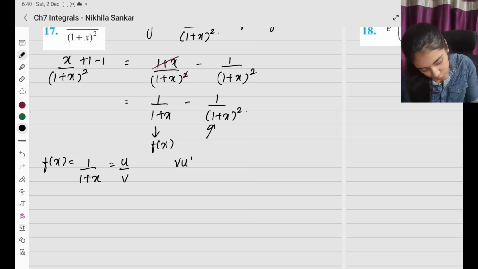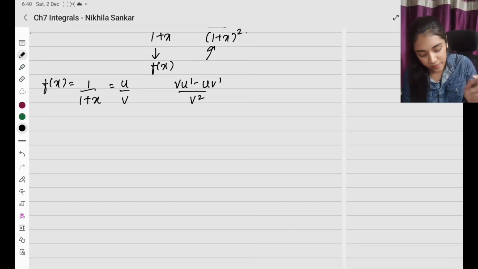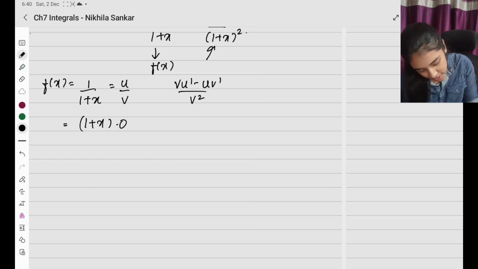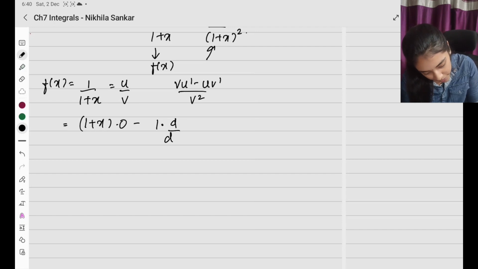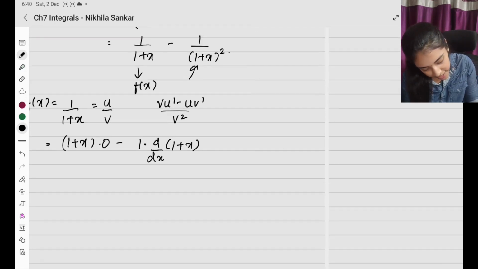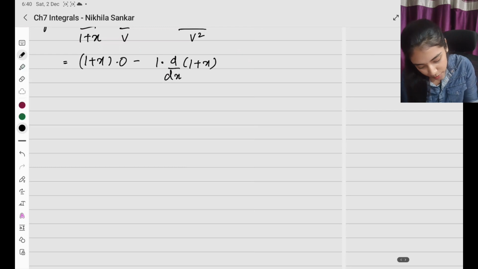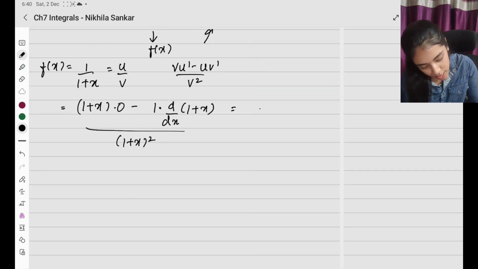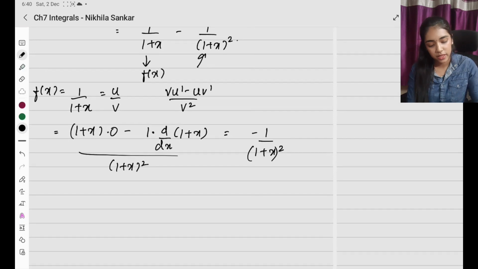In the formula, vu dash minus uv dash divided by v square. So when I differentiate, I have v times u dash, which is 1 plus x times 0, minus u times v dash, which is 1 times d by dx of 1 plus x, divided by v square, which is 1 plus x the whole square. So here we get 0 minus 1 divided by 1 plus x the whole square.